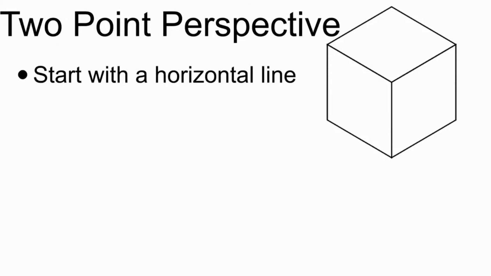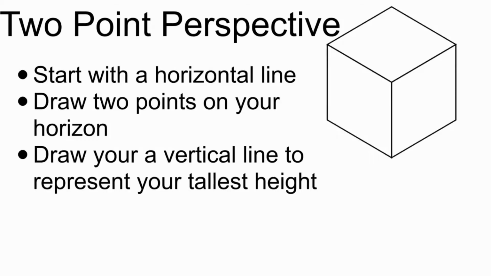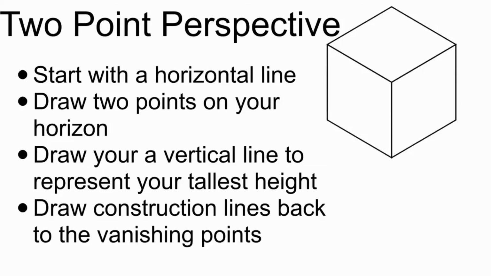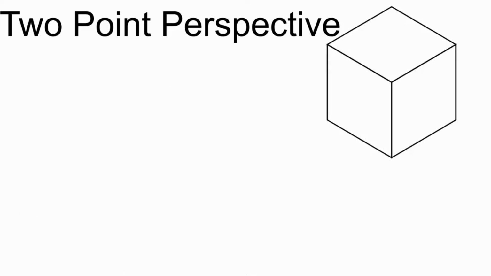Again, you're always going to start with a horizontal line that's called a horizon line. Instead of 1 point this time, with a 2-point perspective, you're going to draw 2 vanishing points on your horizon. From there, you're going to draw a vertical line that represents your tallest height, and that vertical line should be a construction line to start off with. On this part, it doesn't matter that much, but on other parts, it will matter a whole bunch. From there, you're going to draw construction lines back to both of the vanishing points, and you'll complete your front, top, and right views. So let's go in here and draw it now and see what we can get.